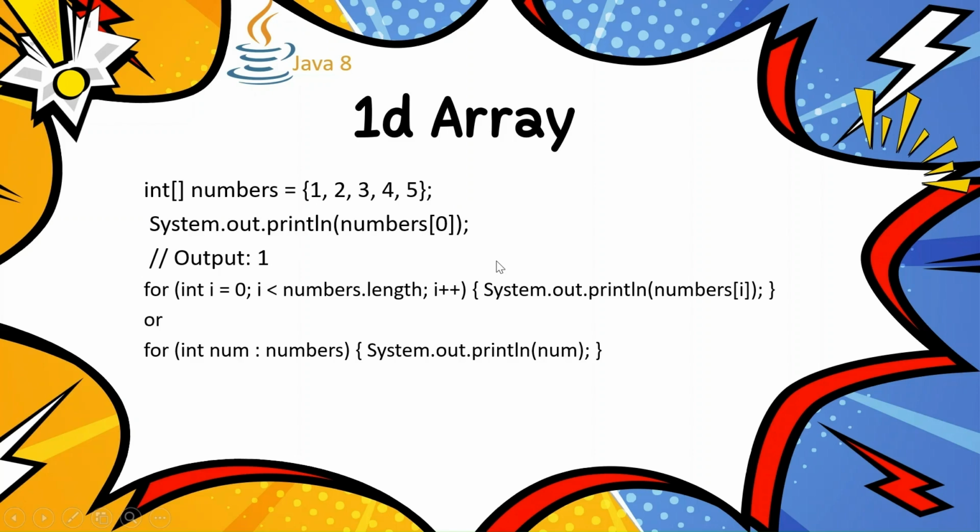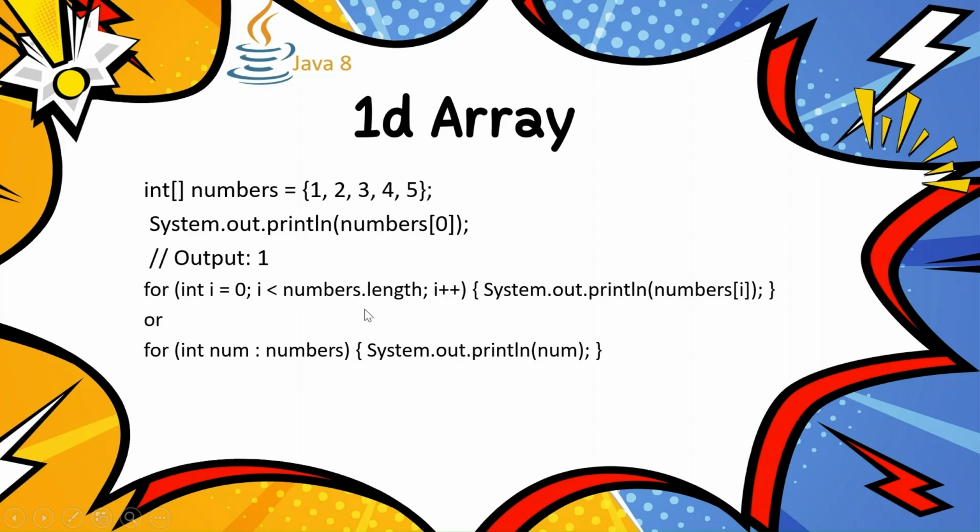Now, in order to access all the elements from the array, you can use a for loop. You can use the normal for loop, or you can use the enhanced for loop. In the normal for loop, you will need 3 parts, which are your initialization, condition, and your increment or decrement operator. Your condition is initializing the integer i equals 0, i less than numbers.length. So this will return 5. So i less than 5.